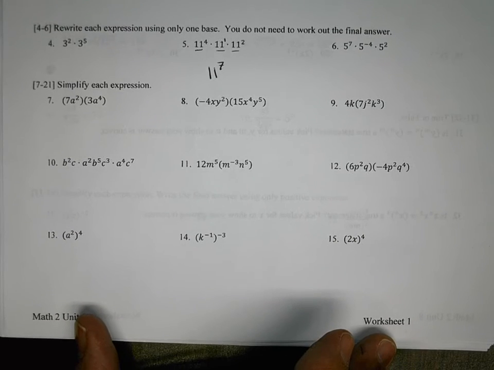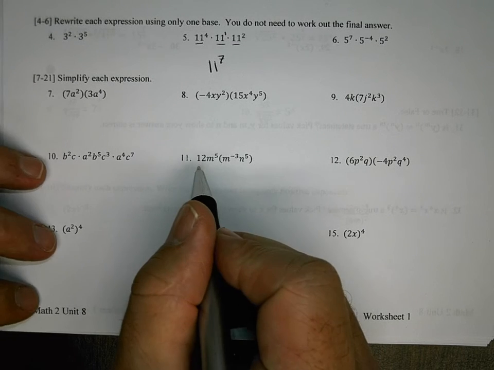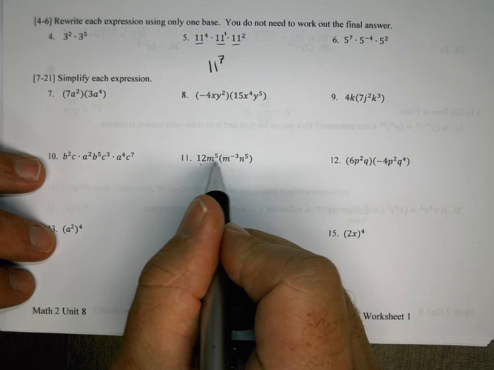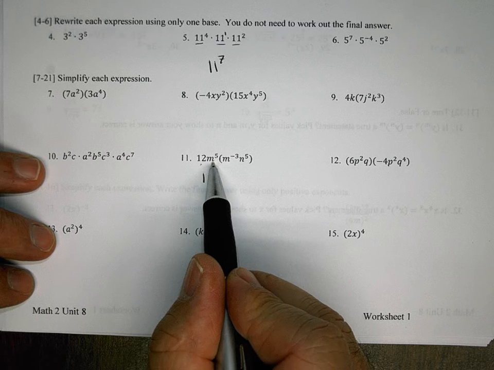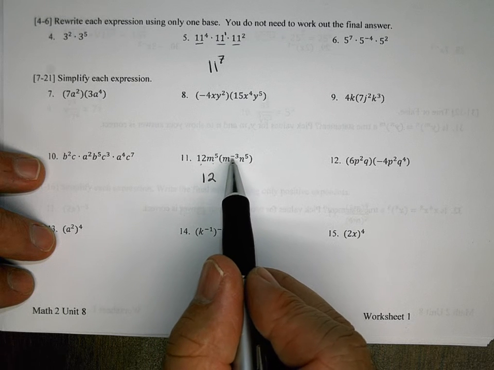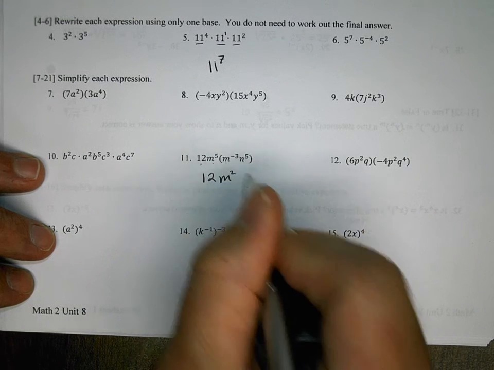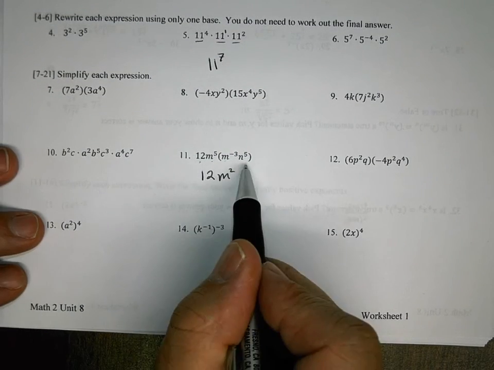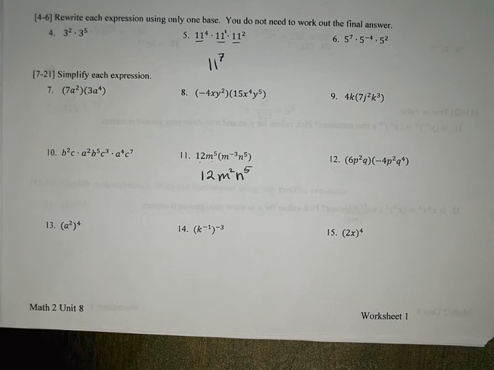All right, 7 through 21, the biggest part of this worksheet. I'll do a few of these with you. It's really just multiplying. For example, let's do number 11. Well, 12 times 1 is just 12. We're multiplying m to the 5th times m to the negative 3. We add exponents. 5 plus negative 3 is m squared. And the n to the 5th is by himself, so he'll just come along and we get 12m squared n to the 5th. Okay?